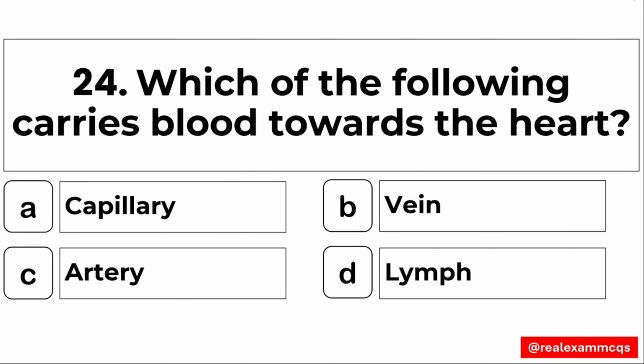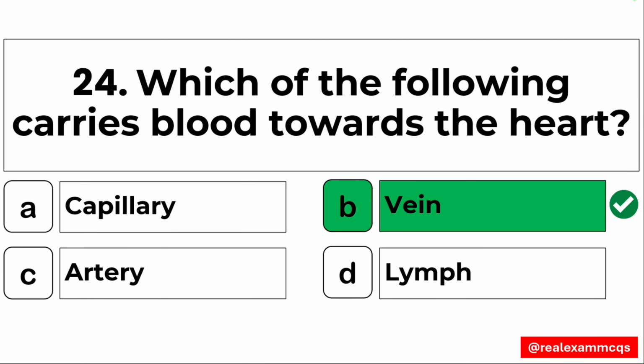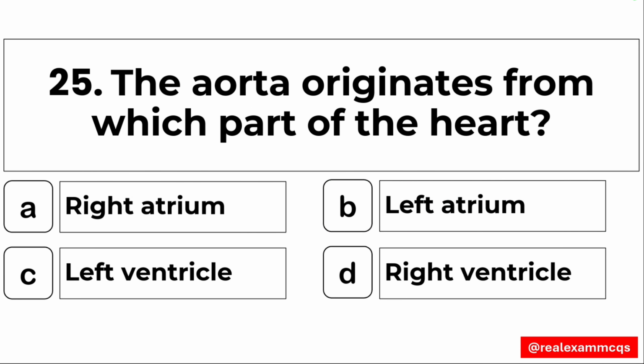24. Which of the following carries blood towards the heart? The vein. Option number B. 25. The aorta originates from which part of the heart? Right answer, option C, the left ventricle.